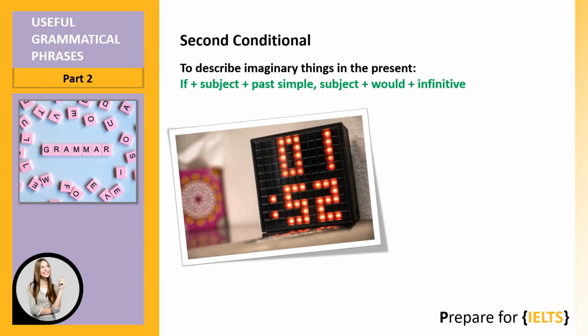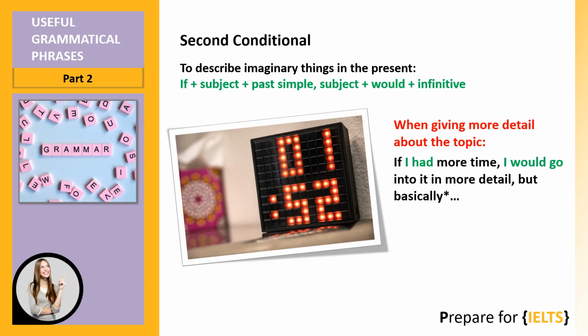The second conditional is a good one, and when candidates use the second conditional, it makes them sound more like 7+ IELTS candidates. If you are giving more detail about the topic, if I had more time, I would go into it in more detail, but basically. So if it's describe a person, describe a holiday, describe a place, if I had more time, I would go into it in more detail, but basically. So then you're just going to have the most important points because you only have 2 minutes and you don't have time to go into it in more detail.